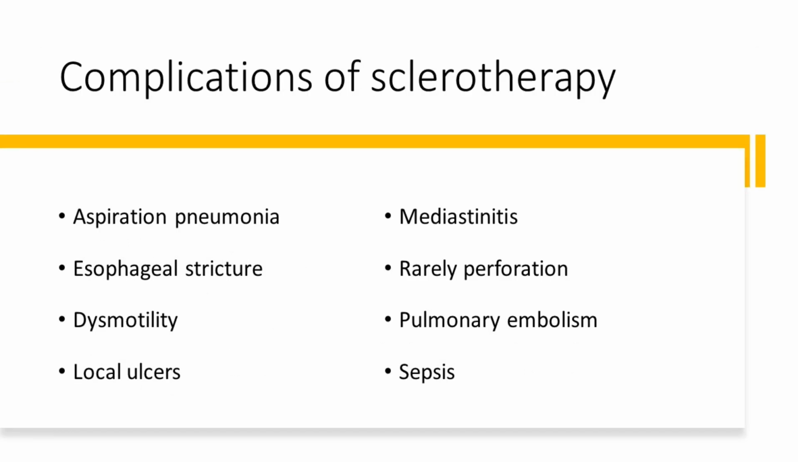The problem with sclerotherapy is a lot of issues. You can get aspiration pneumonia because you are injecting something, and if it leaks into the esophagus, it can get aspirated. Because you are injecting something into the esophagus all the time, you are at a risk of developing a stricture. You can cause dysmotility. There will be local ulcers that will form. Sometimes you can get mediastinitis, perforation, and the sclerosant that you are using can, from the vein, go straight into the pulmonary circulation, cause pulmonary embolism and sepsis. So these are the problems with your sclerotherapy.